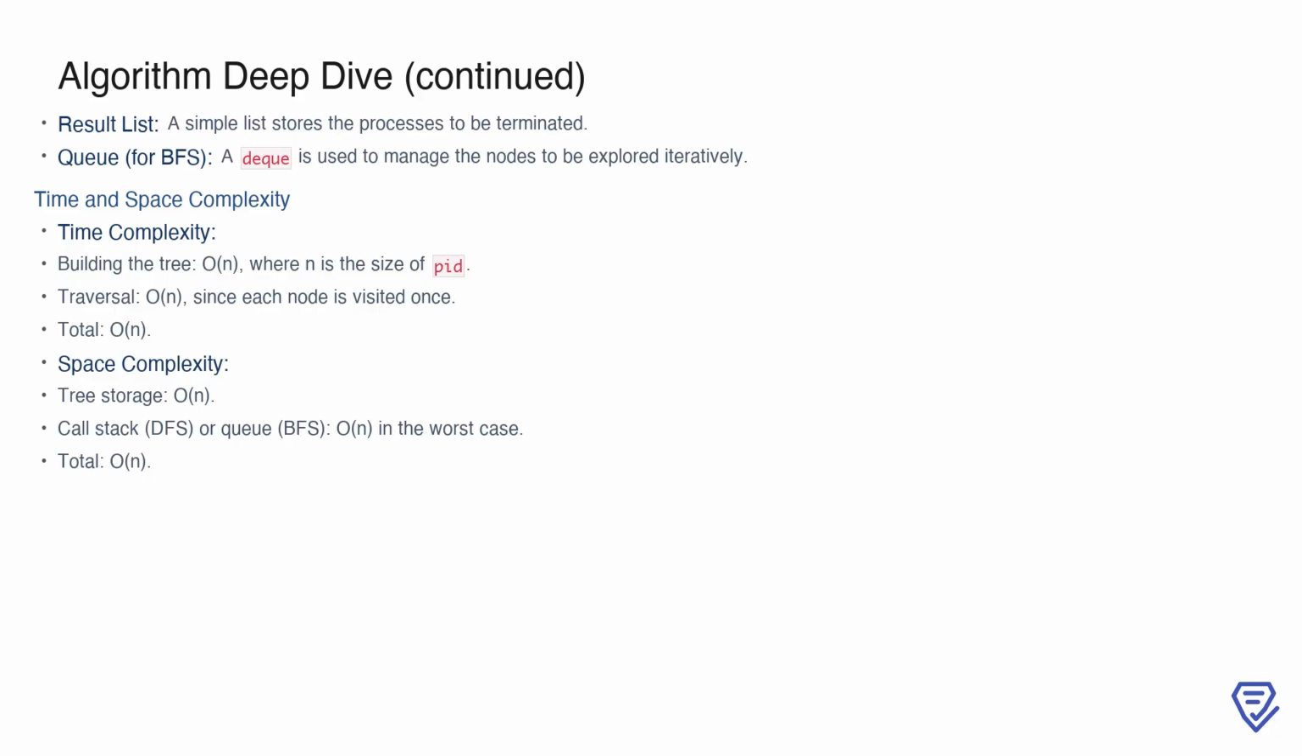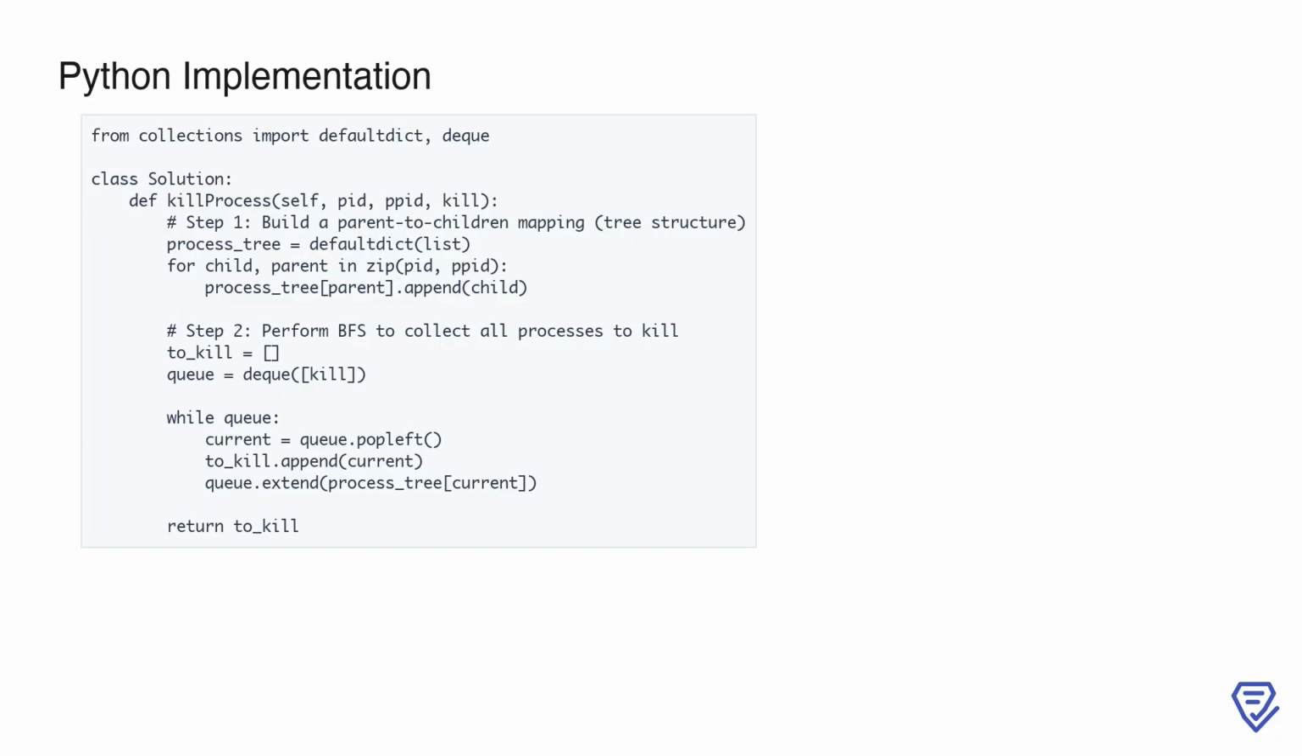By leveraging the adjacency list and carefully selecting the traversal method, we can handle large and complex trees effectively, while also accounting for edge cases to ensure robustness. This solution addresses the problem of terminating a specific process and all its descendants in a tree structure.